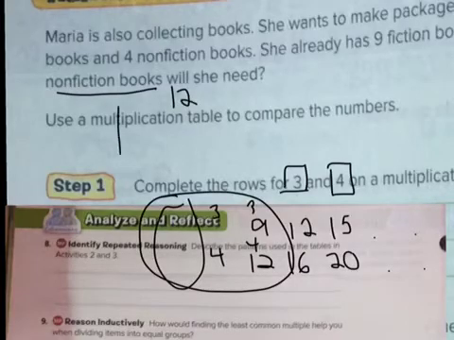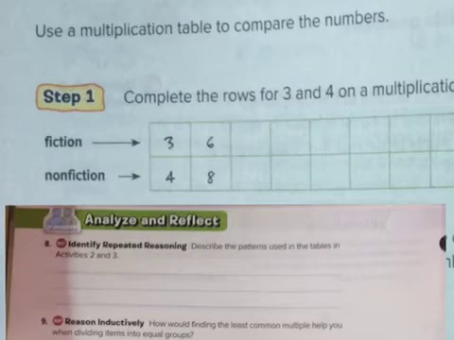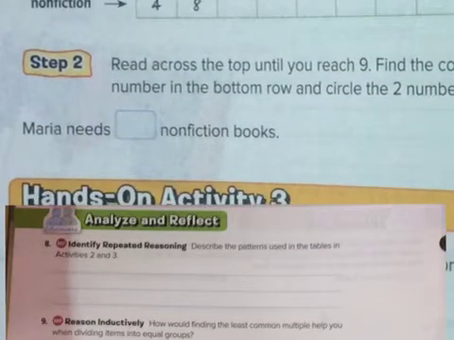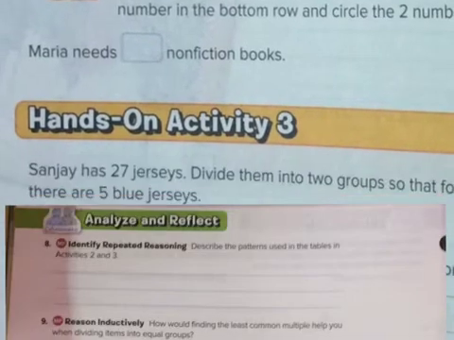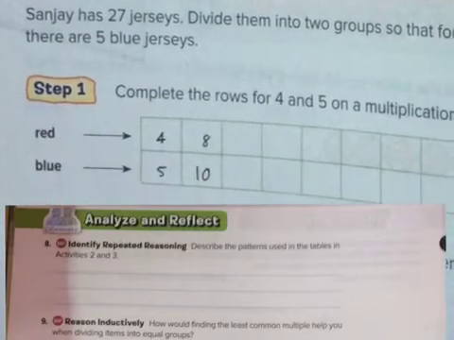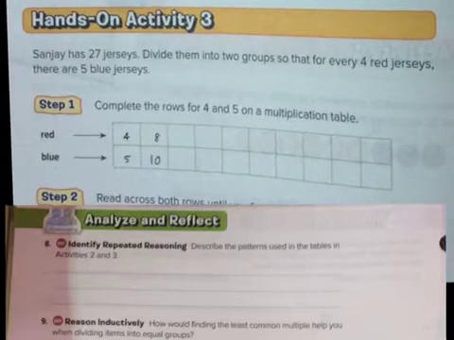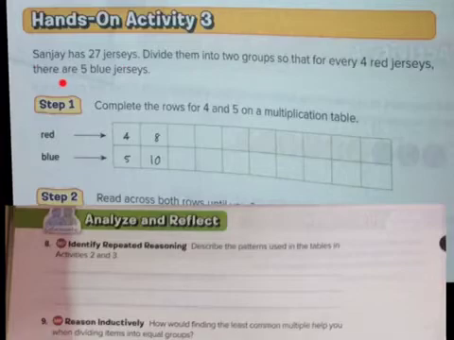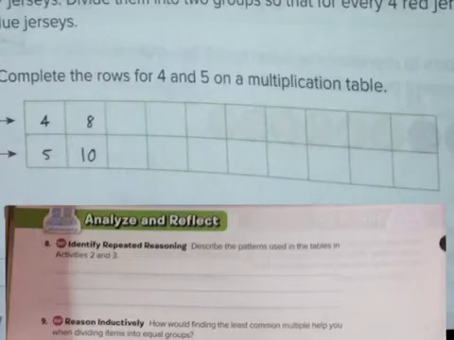So what pattern do we see in activity 2? What pattern do we see in activity 3 as well? Let's read activity 3. Sanjay has 27 jerseys. Divide them into 2 groups so that for every 4 red jerseys there are 5 blue jerseys. So for every 4 there are 5. Again, we've got to count by 4s because we're breaking it all up into 4s. Okay, so let's fill them out.